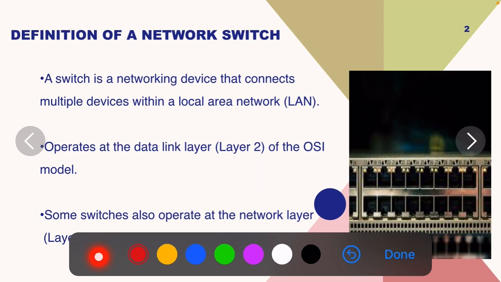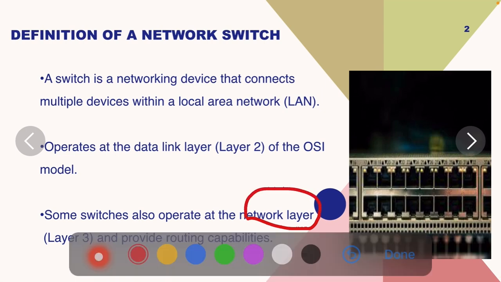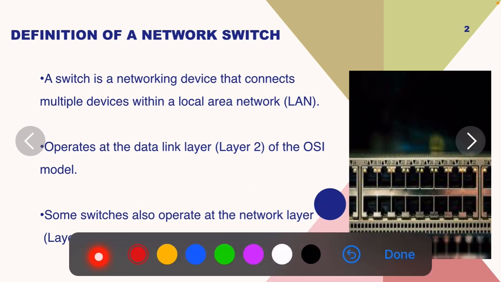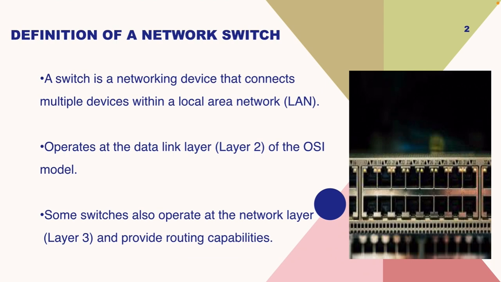Although some advanced switches operate at the network layer and provide routing capabilities. So if it operates at the network layer in the OSI model, it will provide routing capabilities. What is the function of the network layer? The network layer basically provides routing, which means it uses multiple algorithms or routing protocols like IP, RIP, etc., ARP, RARP, etc.